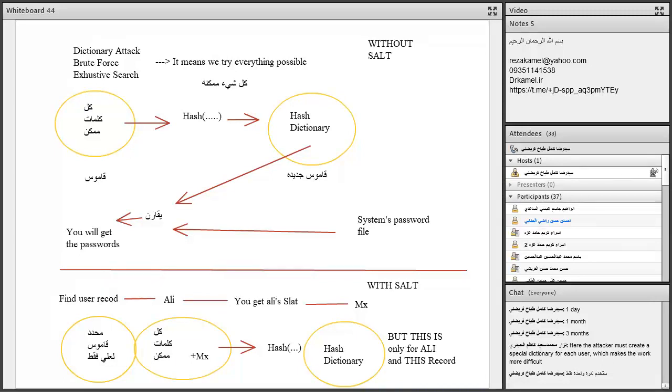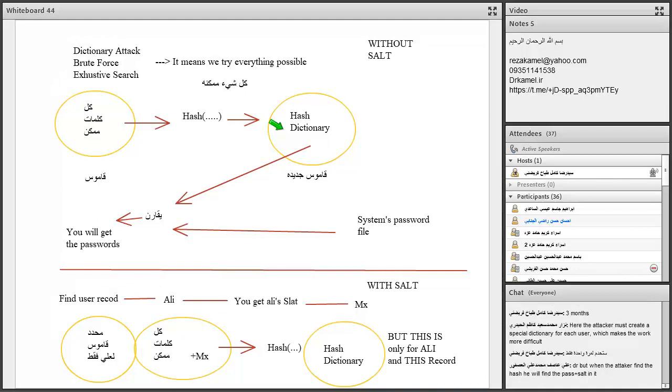Okay, Nazar, here the attacker must create a special dictionary for each user, which makes the work more difficult. Exactly, Muhammad Nazar. So you see, when you only use the user's password, you can have one dictionary to use for all of the operating systems and all of the records. But when you use salt, for each salt you should create one specific dictionary, and you cannot use a dictionary for everybody. Just once we can use them.